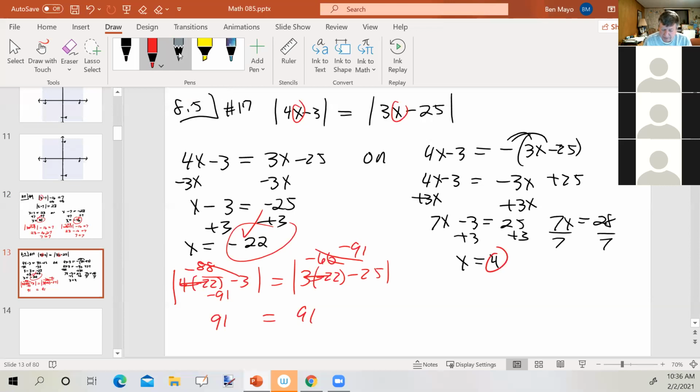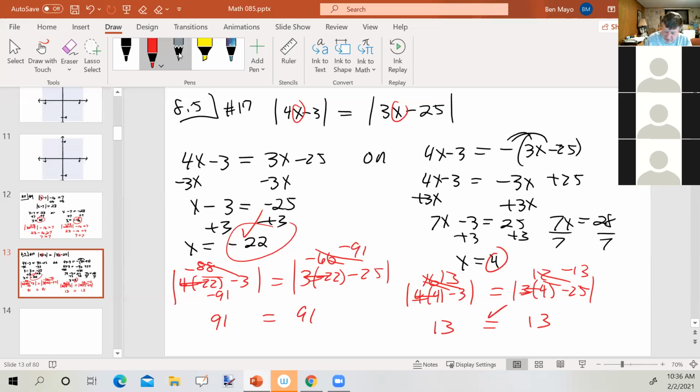Now let's take a look at x equals 4. So we get the absolute value of 4 times 4 minus 3 equals the absolute value of 3 times 4 minus 25. 4 times 4 is 16. 16 minus 3 is 13. The absolute value of 13 is 13. 3 times 4 is 12. 12 minus 25 is negative 13. The absolute value of negative 13 is 13. And again, the answer checks.